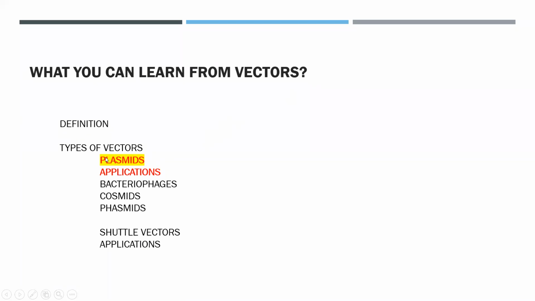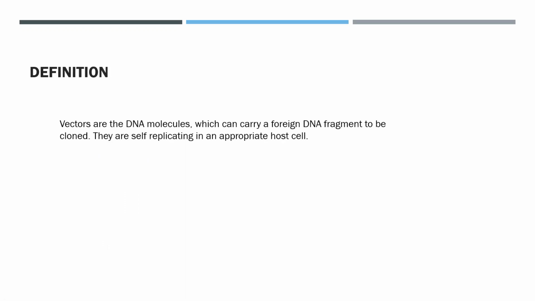Definition, types of vectors, plasmids, applications, bacteriophages, cosmids, plasmids, shuttle vectors, and applications. Vector definition: vectors are the DNA molecules which can carry a foreign DNA fragment to be cloned. They are self-replicating in an appropriate host cell.